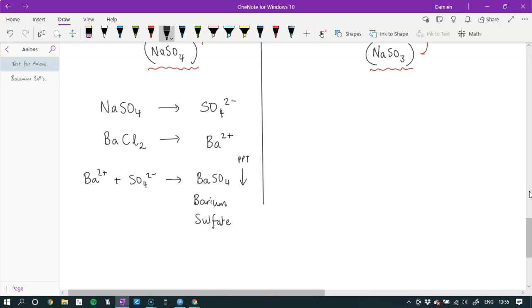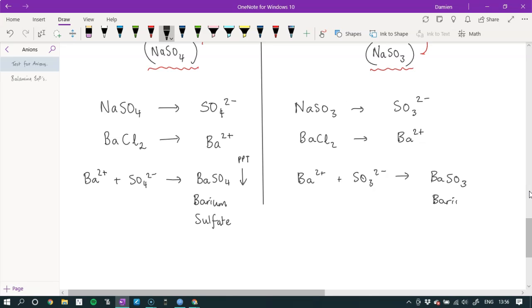You do exactly the same thing on the other side with the sulfites. So your Na2SO3 will produce, again, Na+ ions, which we're not interested in, and we produce SO3 2- ions, which is the sulfite ion. Again, when you add the BaCl2, that's going to produce Ba2+ ions. And again, those two will react, Ba2+ and SO3 2-, to form BaSO3, barium sulfite this time. This is also a precipitate, so it's going to be a white cloudy substance.